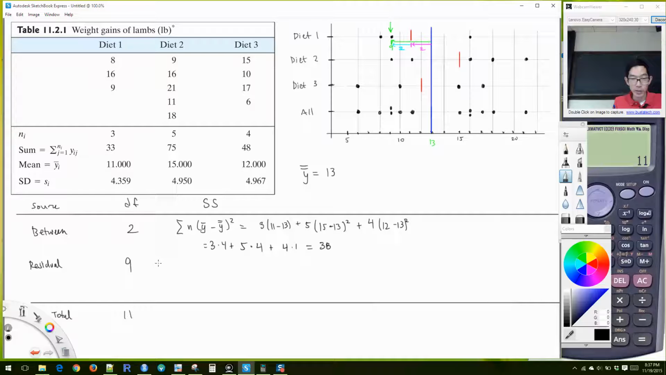And then over here we have n minus 1 times s squared. So I do 2 times 4.359 squared plus 4 minus 1, which is 3, times 4.95 squared, and 4 minus 1 is 3 times 4.967 squared. And when I do that, what is the number I get? 210.